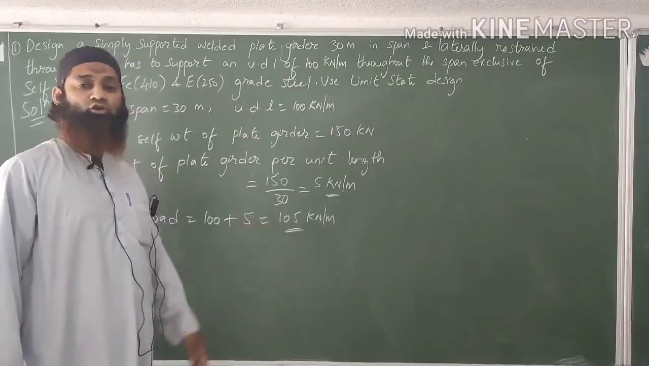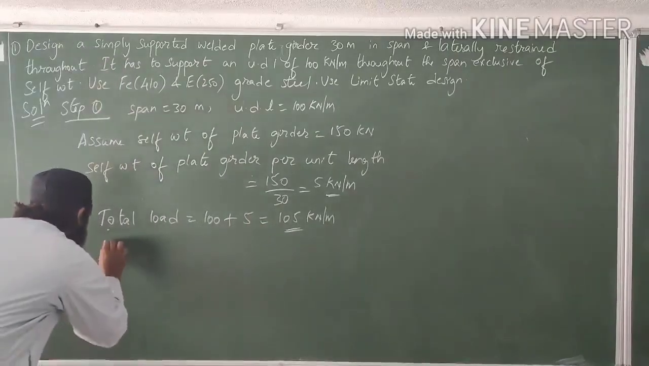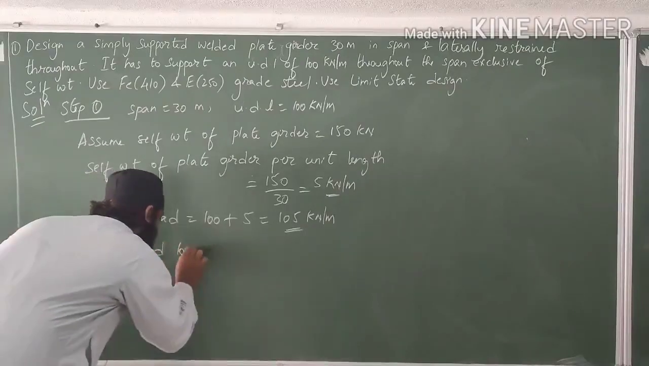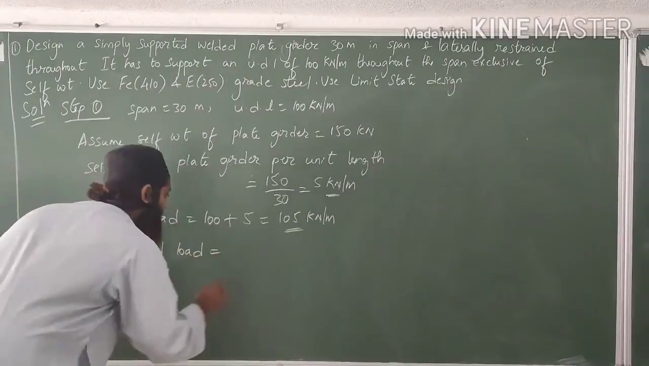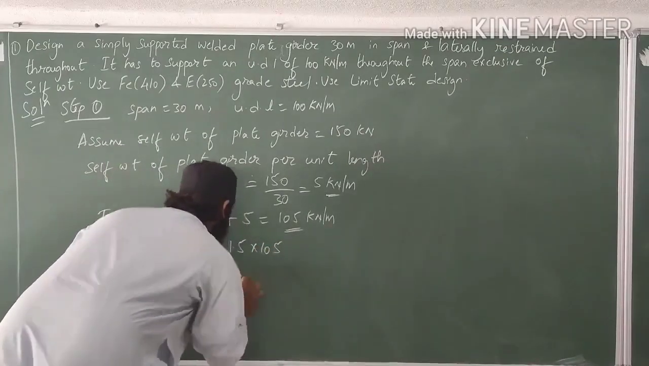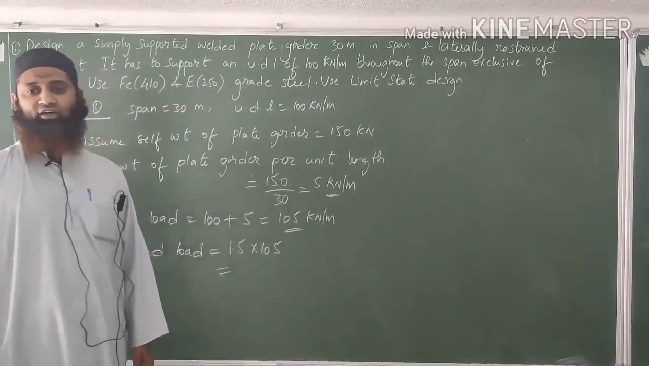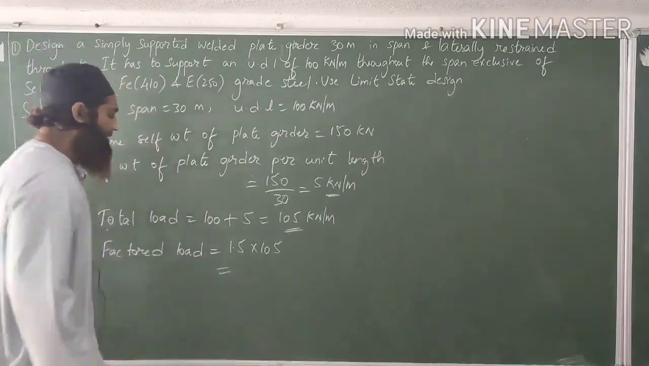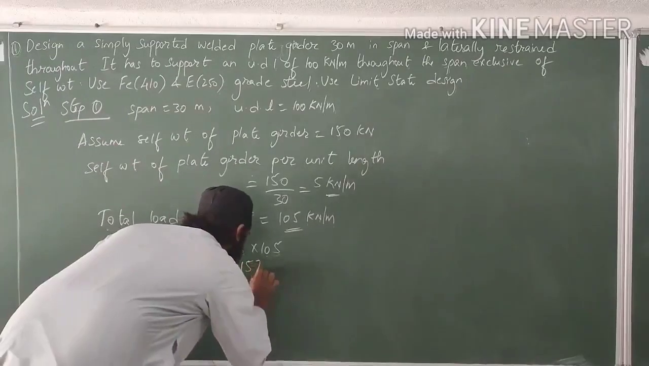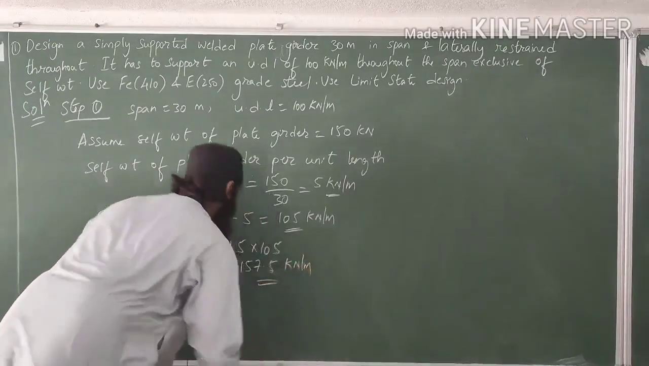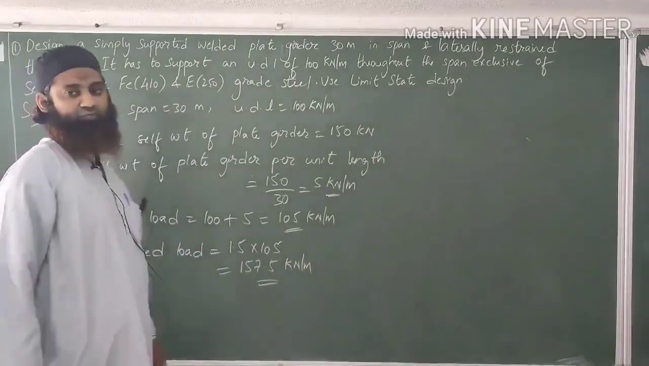We'll factor this load now, the factored load. Factored load is equal to 1.5 into 105. We'll get it as, it has been calculated, 157.5. So this is the step 1.